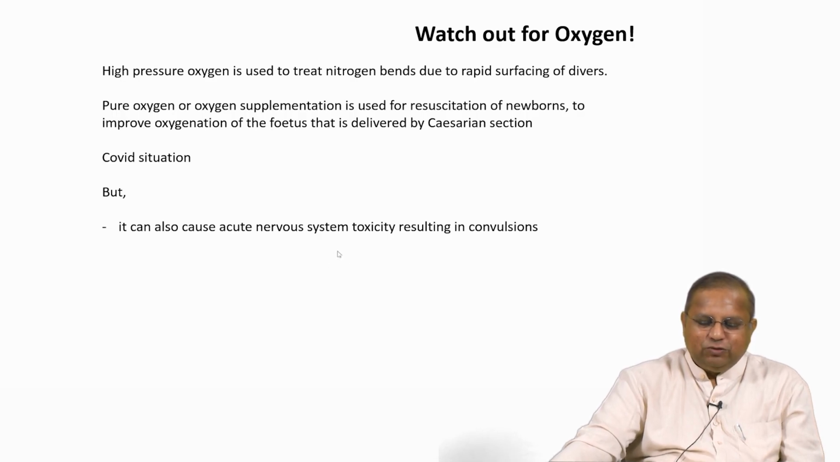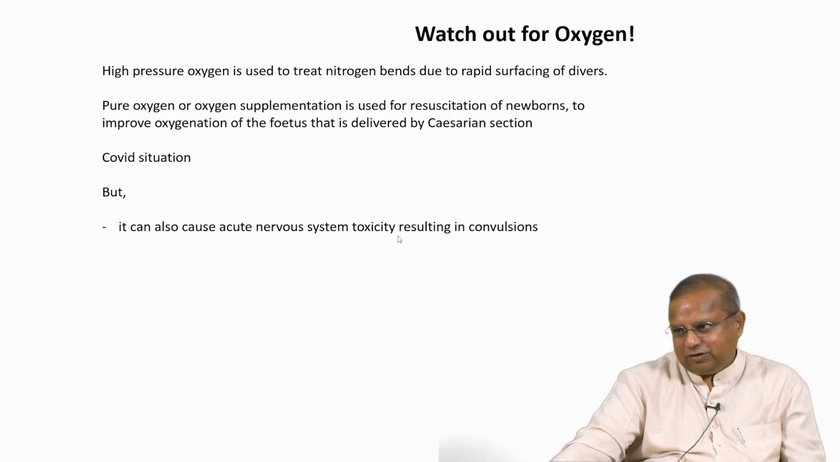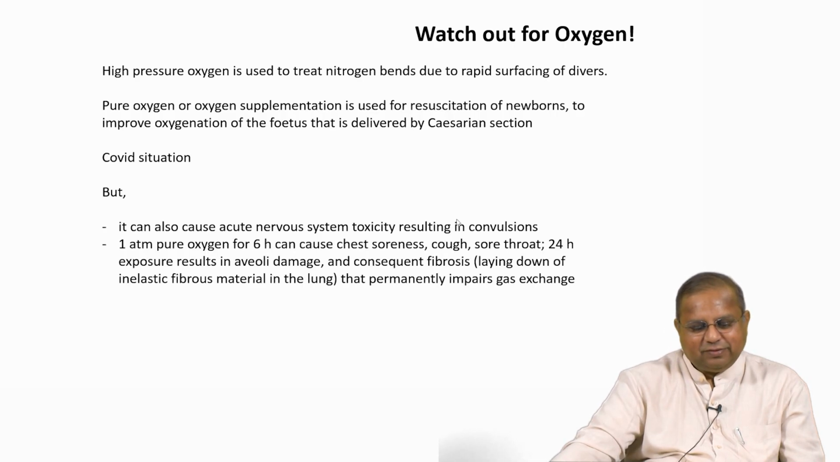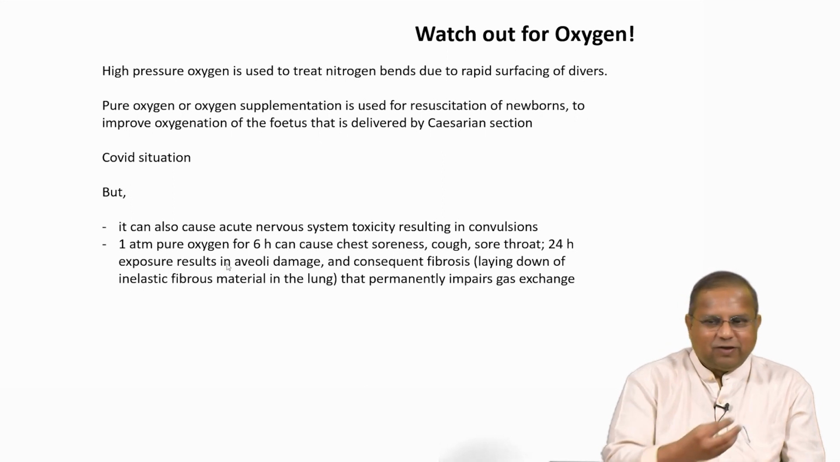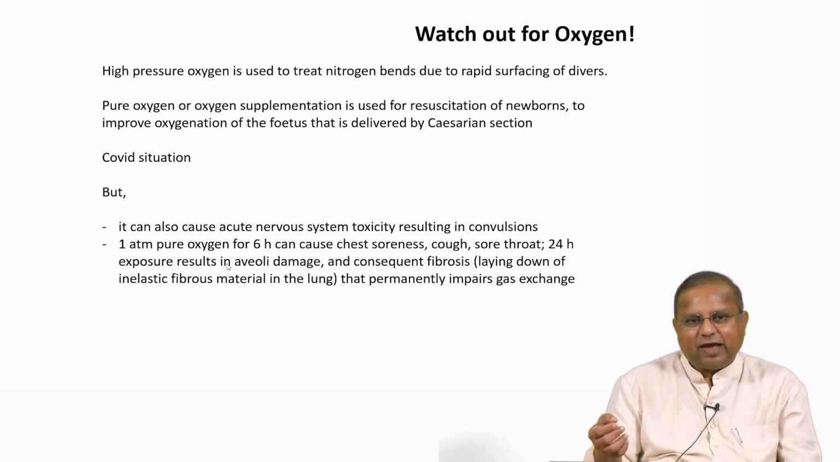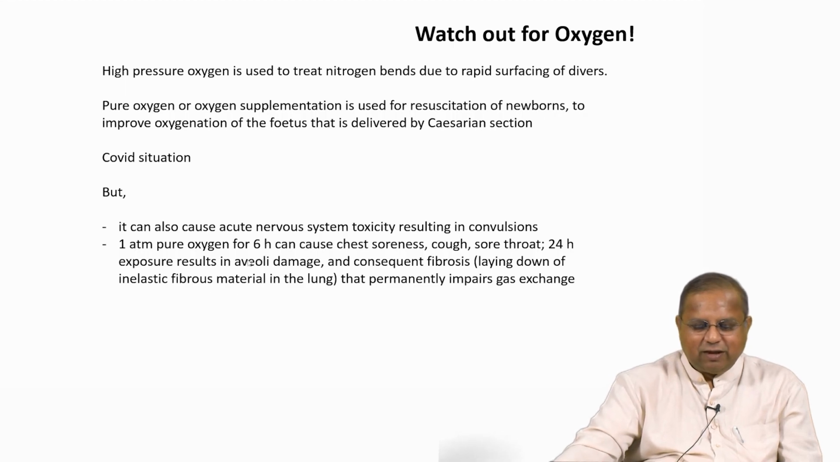It can cause acute nervous system toxicity resulting in convulsions within 6 hours of exposure. That is what this one says. Just 1 atmosphere pure oxygen for 6 hours can cause chest soreness, cough, sore throat. 24 hours exposure results in alveoli damage, the bottom part of your lung vasculature, which is essential for gas exchange, and consequent fibrosis, which is laying down of inelastic fibrous material in the lung, which permanently impairs gas exchange.